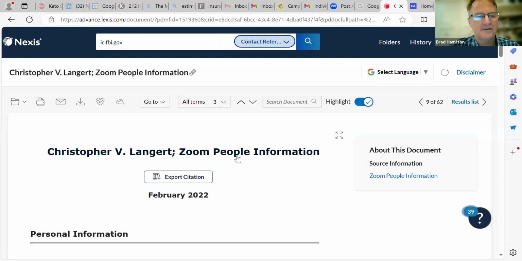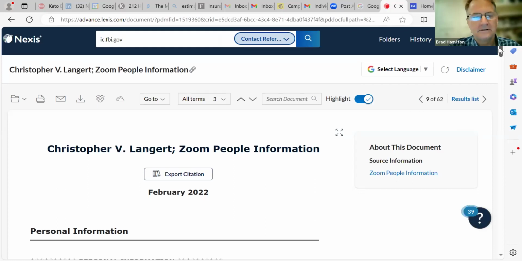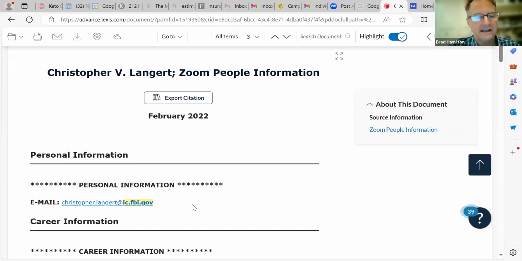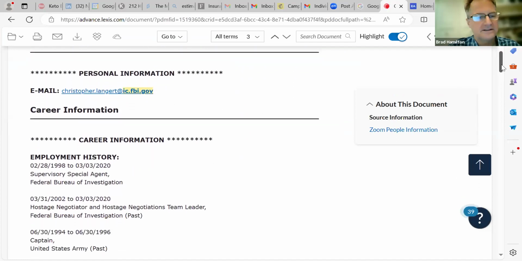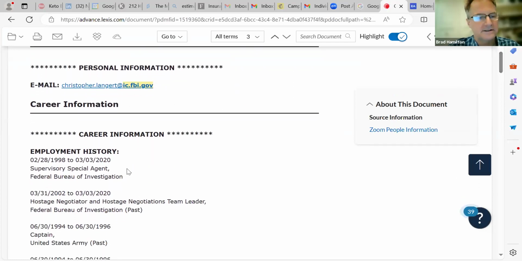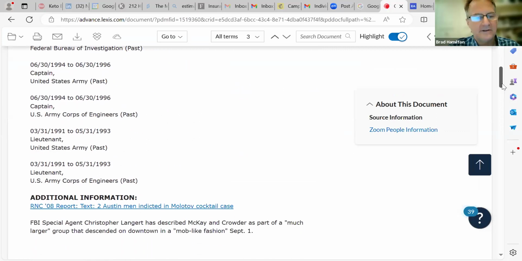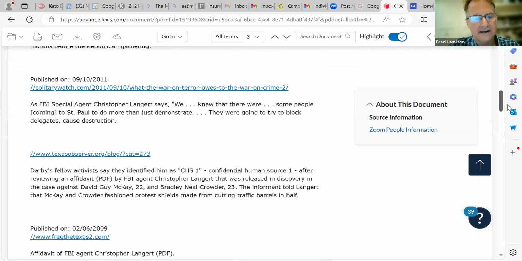Okay, so this is his profile. You can see they got this from Zoom People, right? And there's his email address right there. And it looks like he was a supervisor, a SAC they call, special agent in charge, through 2020, did some hostage negotiating for them. He was a captain in the Army. And if you look at this, there's all these articles down here about him.